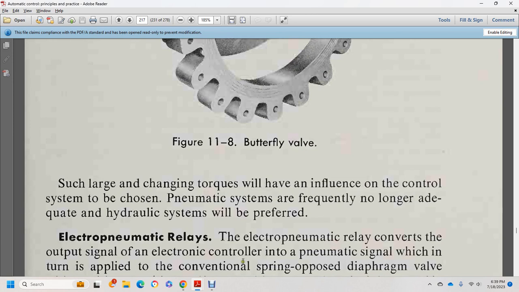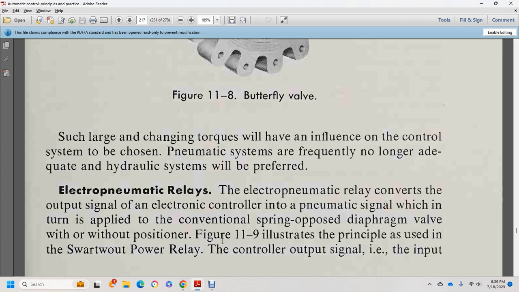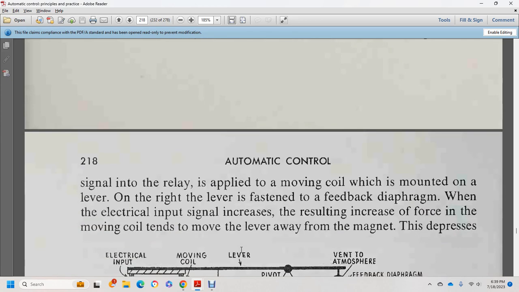Electro-pneumatic relay. The electro-pneumatic relay converts the output signal of the electrical control into a pneumatic signal, with the air supply and the conventional spring and diaphragm valve, with or without a positioner. Figure 11.9 illustrates the principle. Using the power relay, the control output signal is the input signal into the relay, applied to the moving coil mounted on the left and on the right of the lever, which is fastened to the feedback diaphragm.